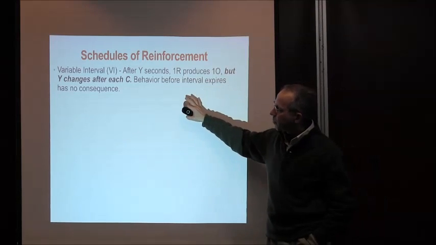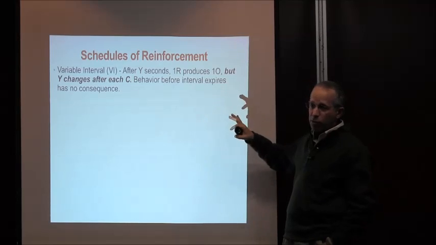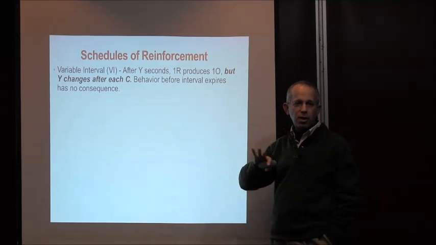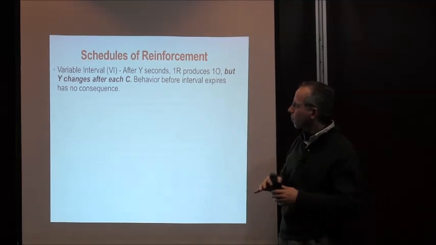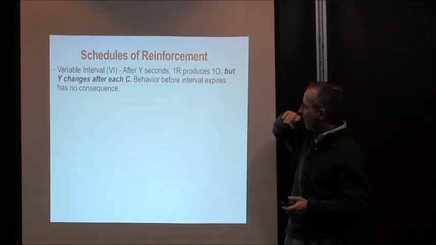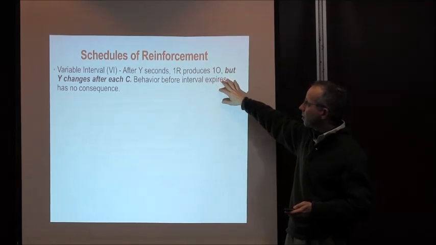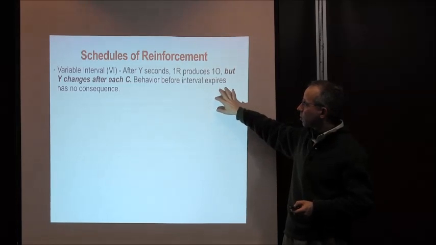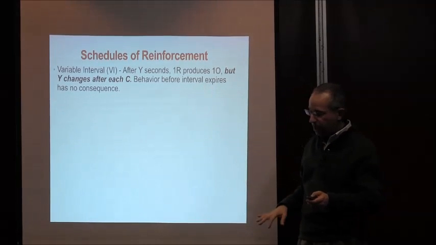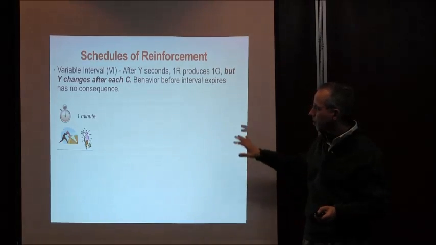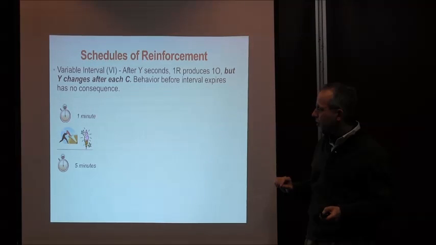And I'm going to skip over some details. You can read more details about this in the book. I just want to give sort of a broader overview. A variable interval is after so many seconds, one response produces an outcome, but the interval changes after each one. So the behavior before the interval expiring has no consequence. So let me explain what that means. It's a little complex.